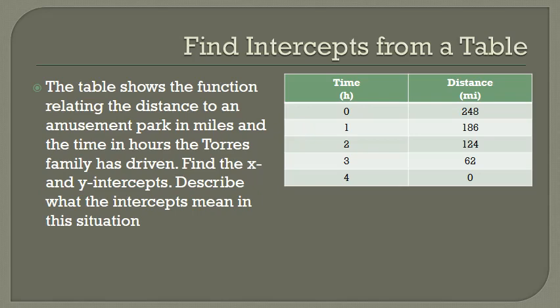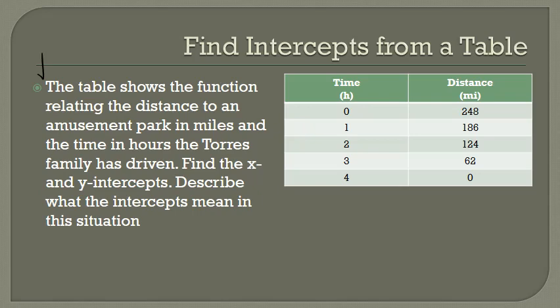example 3. And let's read through this problem that we're being presented right here. It says the table shows the function relating the distance to an amusement park in miles and the time in hours the Torres family has driven. Find the X and Y intercepts, and then lastly it's asking us to describe what the intercepts mean in this situation. Well, we've already learned that if I want to find the X-intercept, I set Y equal to 0.